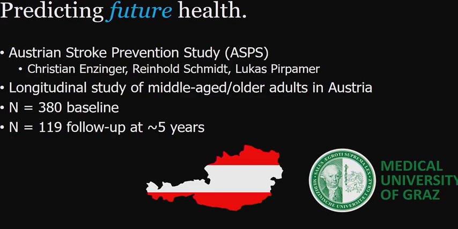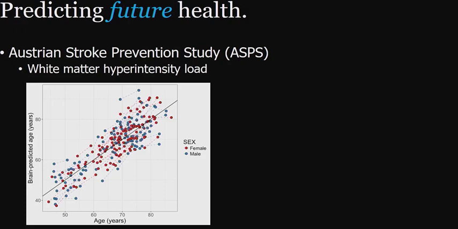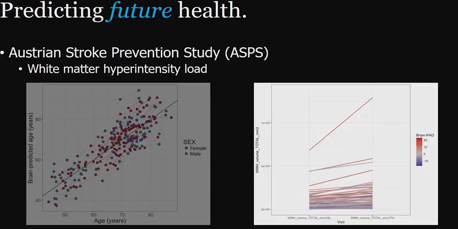prevention study. This is a longitudinal study of community-dwelling middle-aged and older adults. And we were able to show that we could track their brain aging over time quite nicely. So as time passed, the brain predicted age moved on at the expected rate. But what was particularly interesting is that their baseline brain predicted age predicted the amount of white matter hyperintensities that accumulated over the course of the study. And white matter hyperintensity is potentially a marker of cerebrovascular disease, which is a risk factor for stroke, and that's something we're going to look at in future.